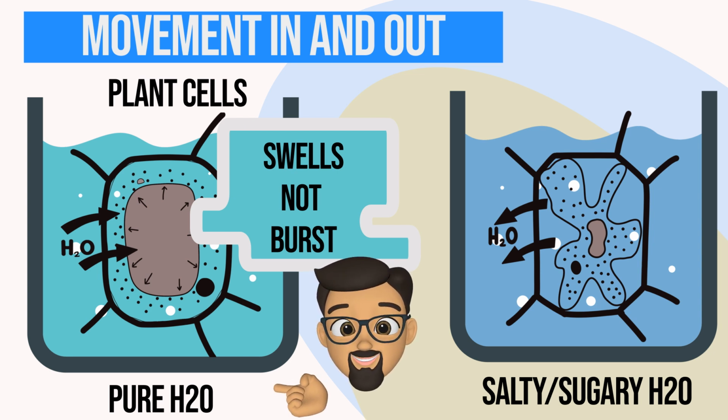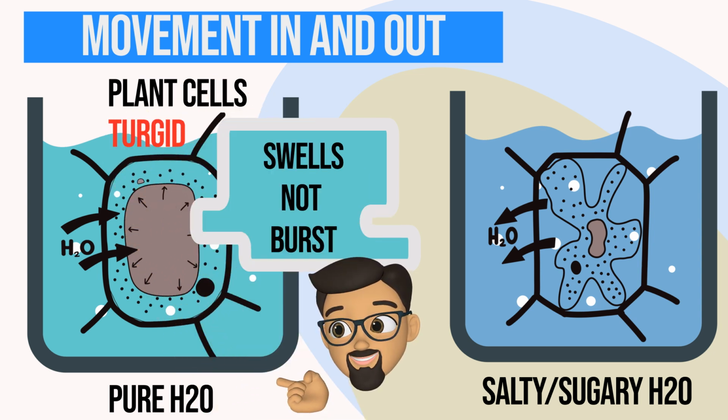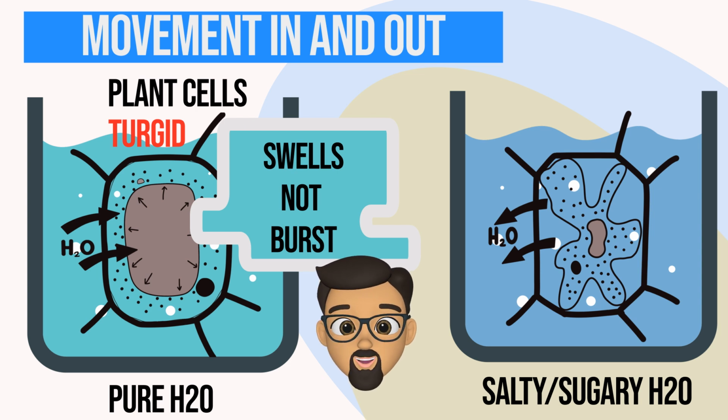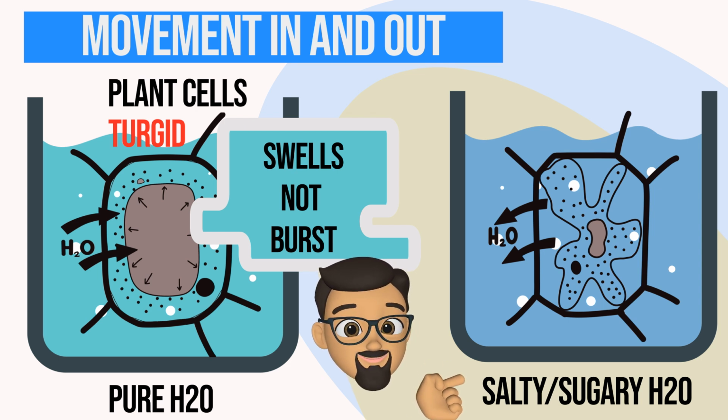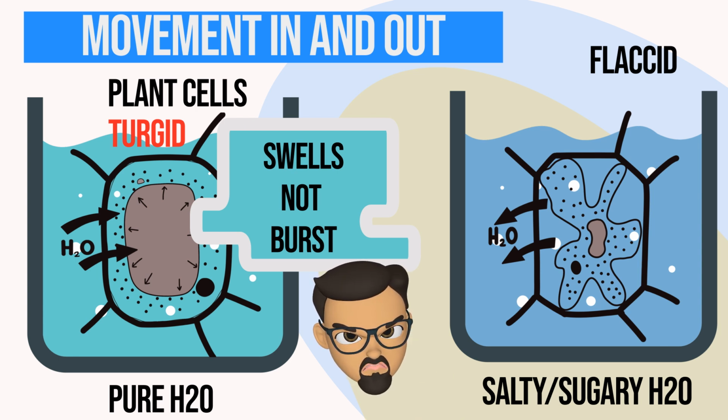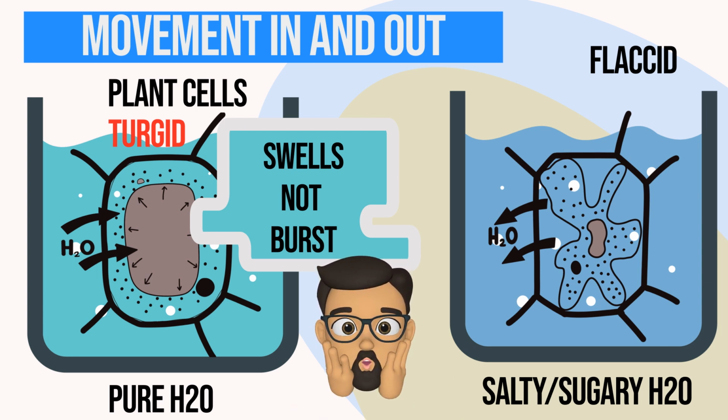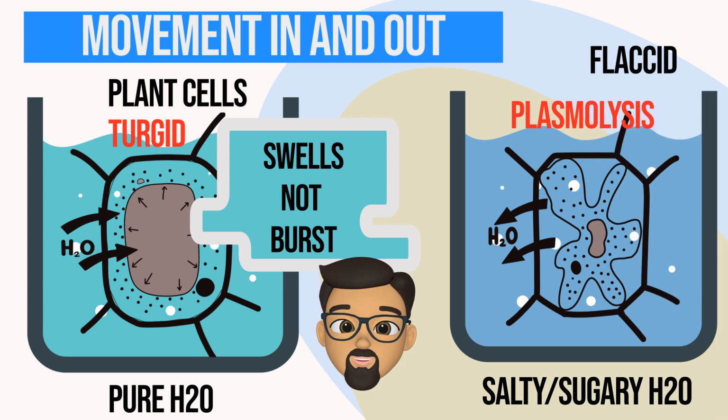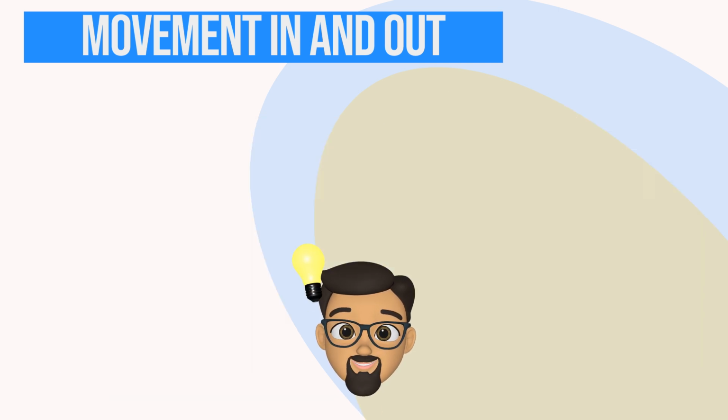We call that state turgid, firm, and healthy. But if water leaves the plant cell, it becomes soft. We call that flaccid. And if too much water goes out, the membrane pulls away from the cell wall. That's called plasmolysis. So in short, osmosis keeps your cells balanced, but too much in or out, and the cell shape will change.